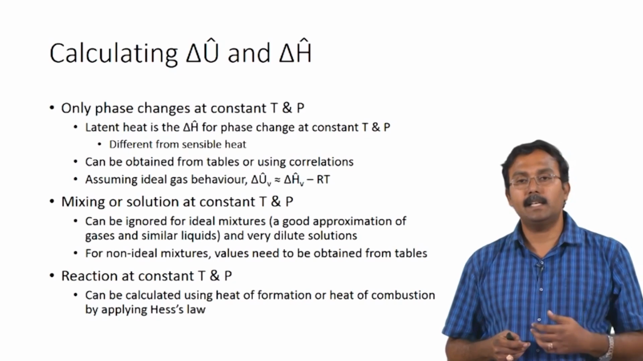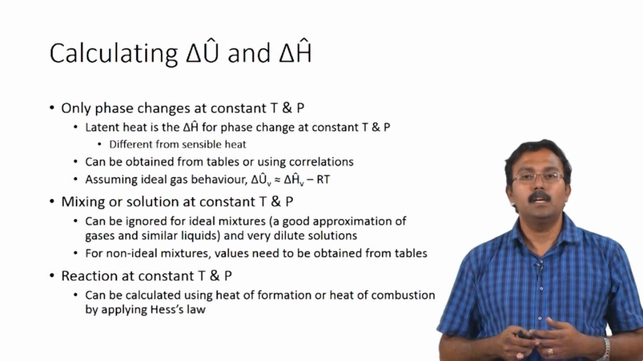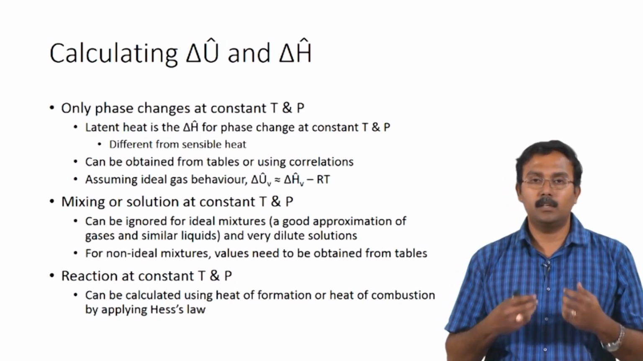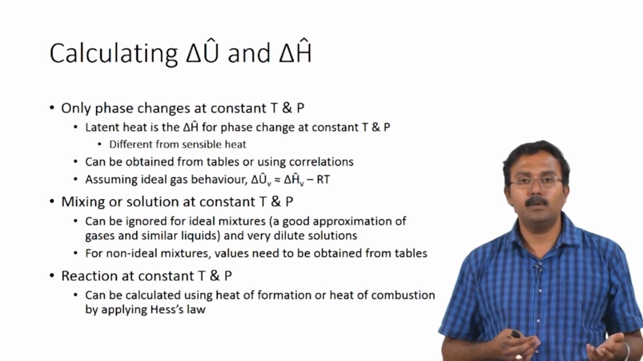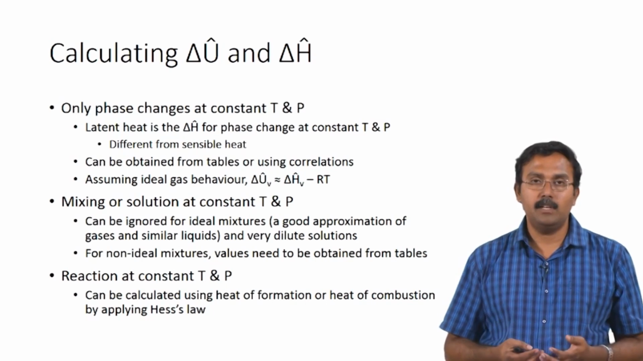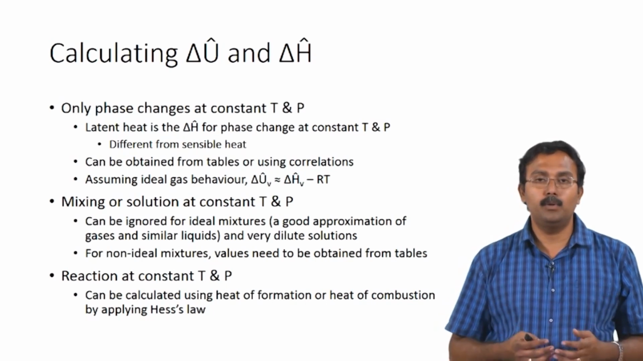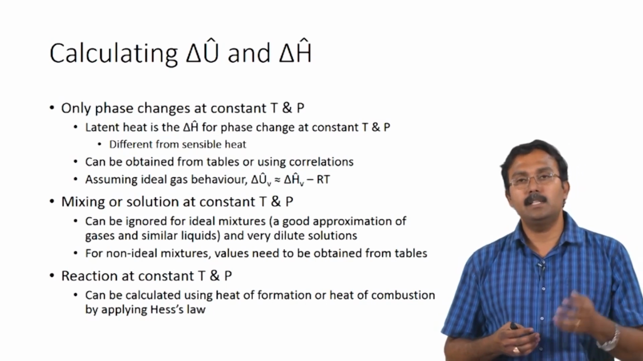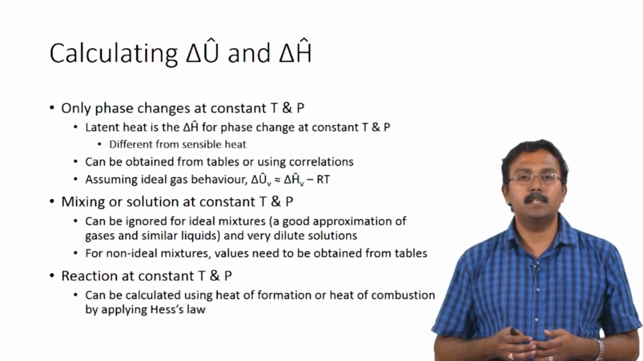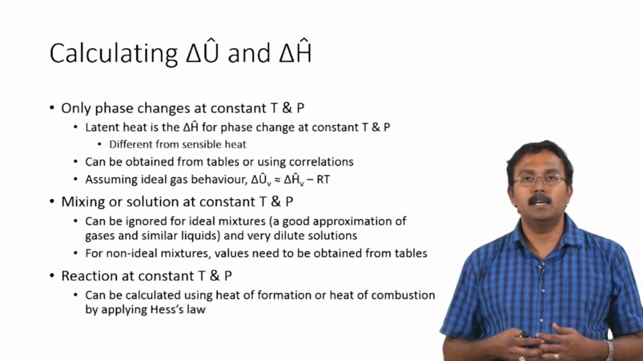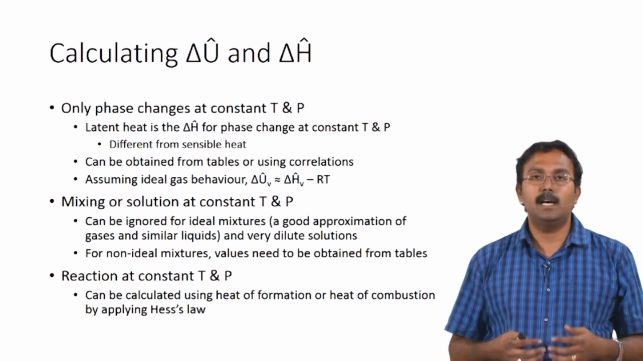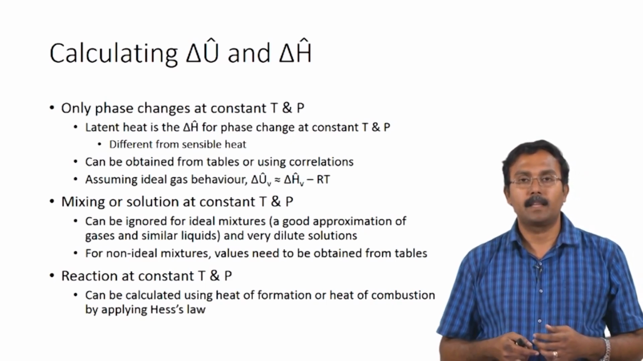When you have a reaction at constant temperature and pressure, you would have to account for the change in enthalpy. Either the heat of reaction can be given to you directly, or if it is not given, you would calculate it using the heat of formation or heat of combustion by applying Hess's law. We have already looked at what Hess's law is, and we can use that to get the heat of reaction.